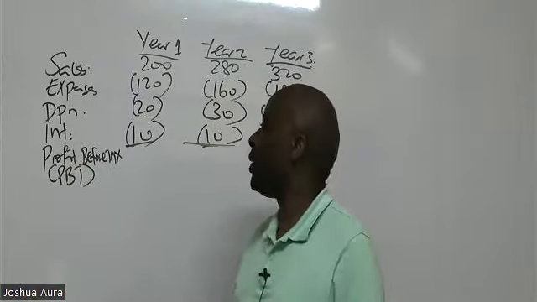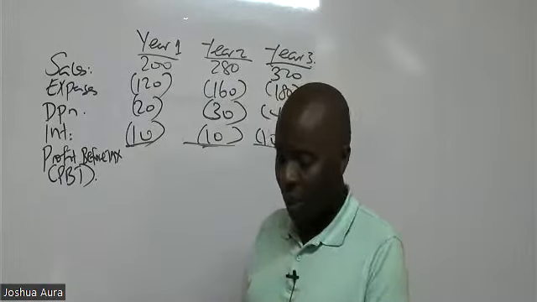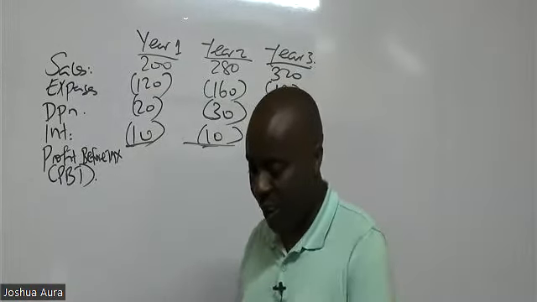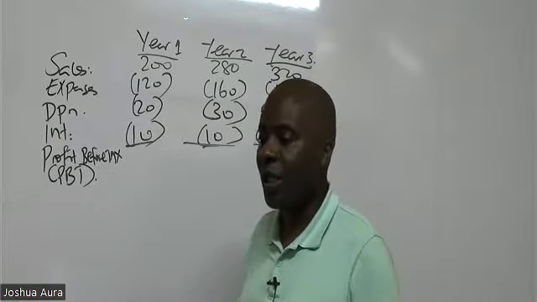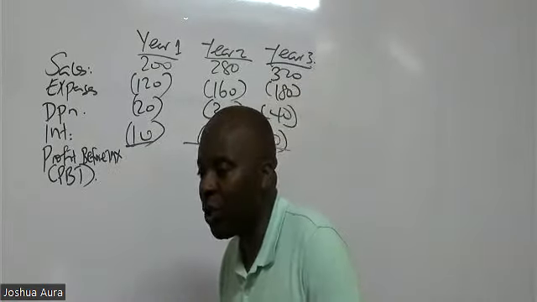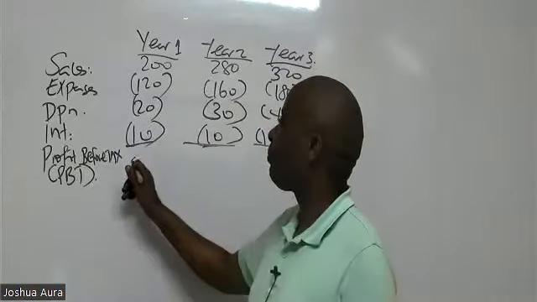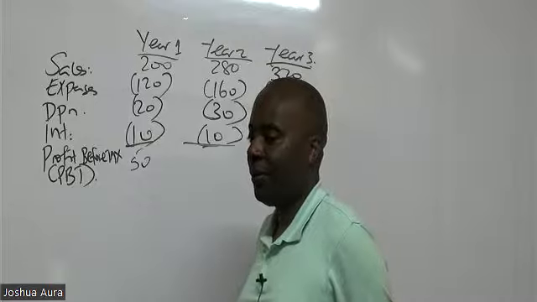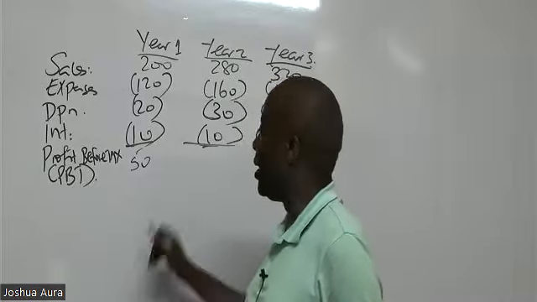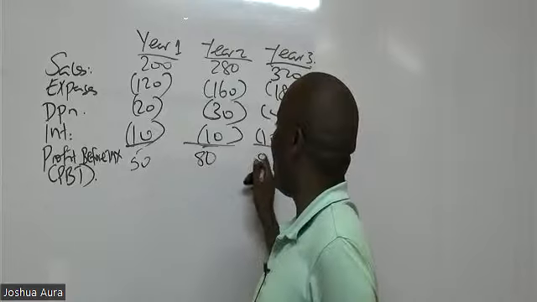So then could you kindly give me the profit before tax? Year number 1, according to John Modiani, is 50. Year number 2 is 80. Year number 3 is 90.